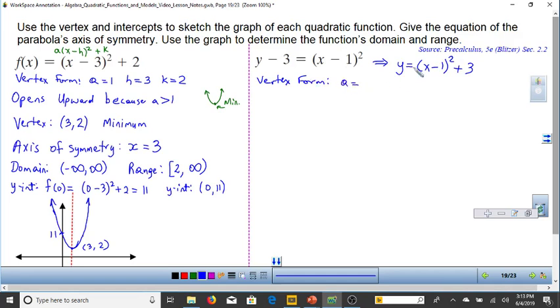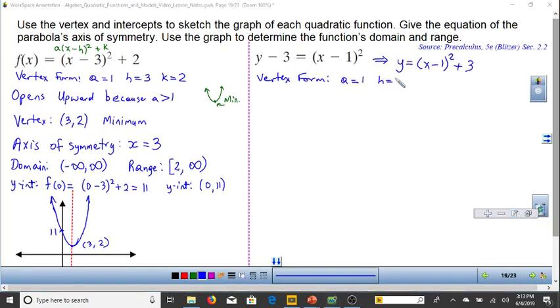So a is the coefficient of the parentheses, which is 1. Since this is in vertex form, we talk about h and k. So h is positive 1 and k is positive 3. So let us go through this process again quickly. As before, the graph opens upward, again because a is greater than 0. A is a positive number.